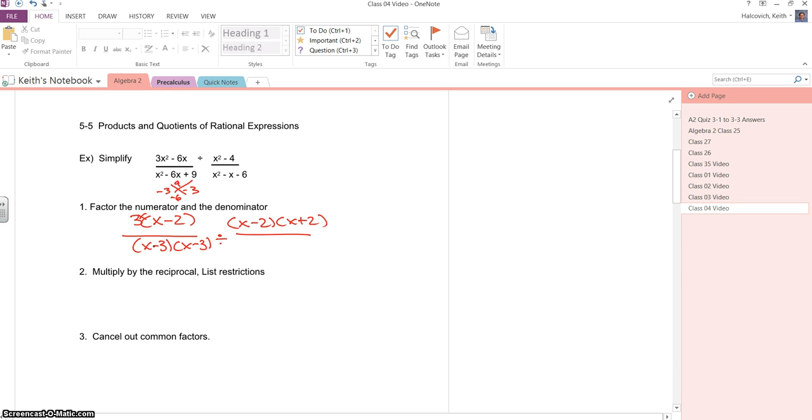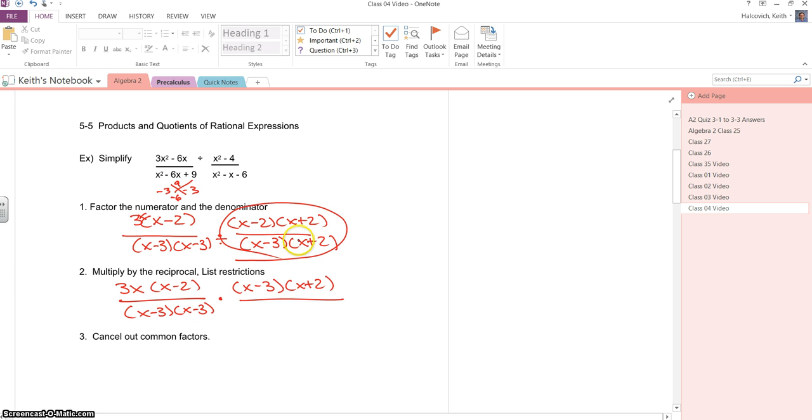And then here it's going to be the factors of negative 6 that add to negative 1 are negative 3 and positive 2. Then, because it's division, you multiply by the reciprocal of the right-hand side. So it's 3x times x minus 2 times x minus 3 times x minus 3 times, and then you take the reciprocal, x minus 3 times x plus 2, and then x minus 2 and x plus 2.